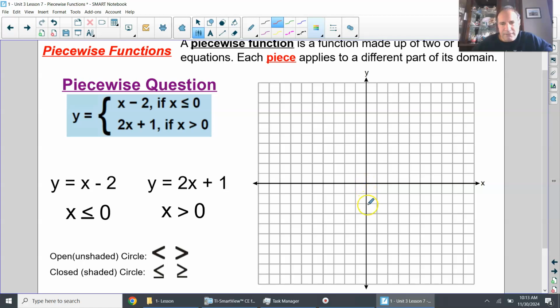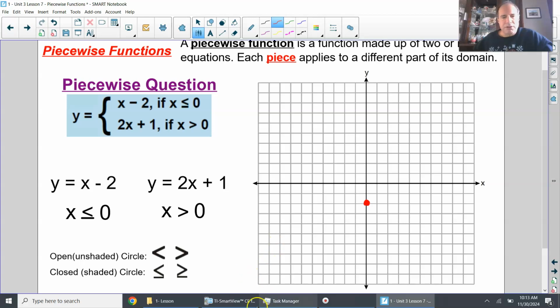So 0, -2. And I'm going to put a closed circle because it is x is less than or equal to 0. So we're going to graph part of the x minus 2 line that has an x that is less than or equal to 0. Anything greater than 0 is not going to be graphed.